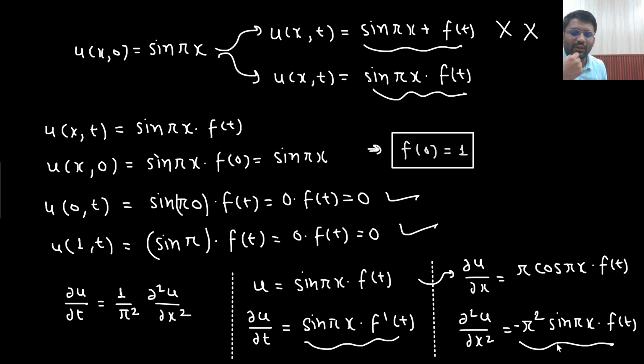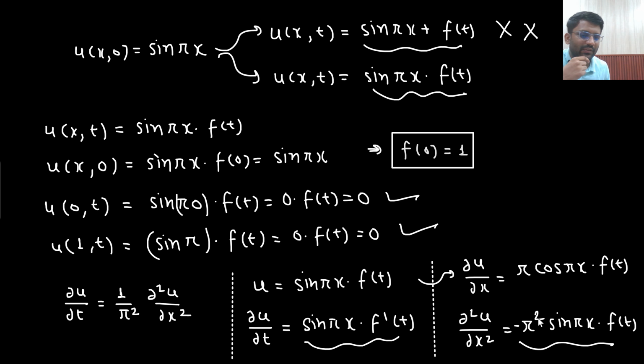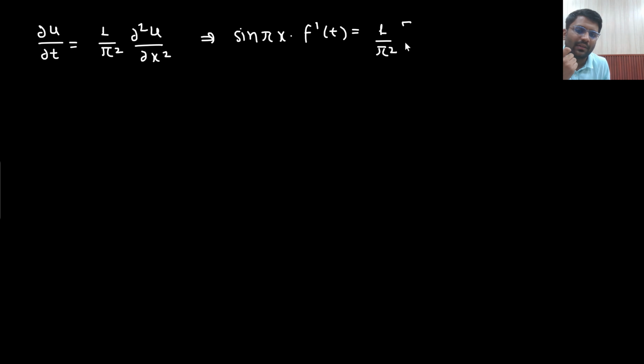What they have given is that del u by del t equals to 1 by pi square del square u by del x square. So del u by del t is sin pi x dot f dash t. Sin pi x dot f dash t equals to 1 by pi square multiplied with del square u by del x square, that will be pi square sin pi x f of t, but with the negative sign.